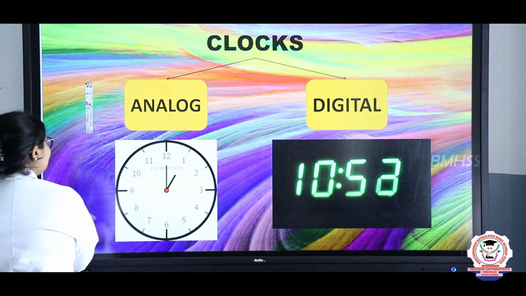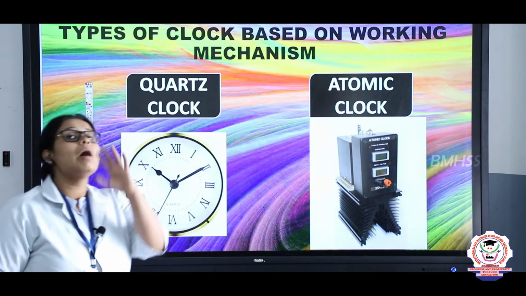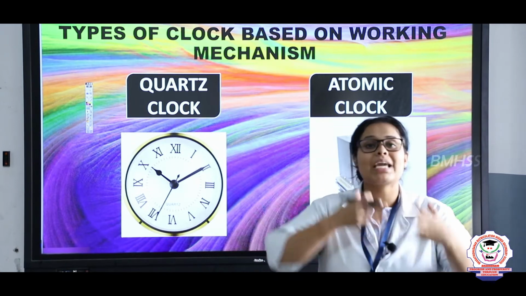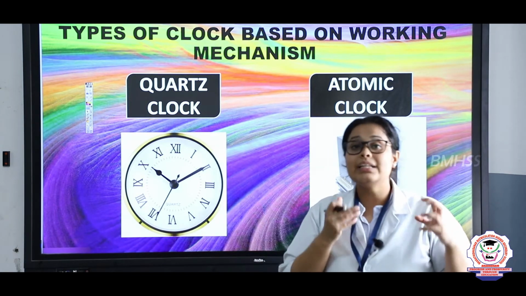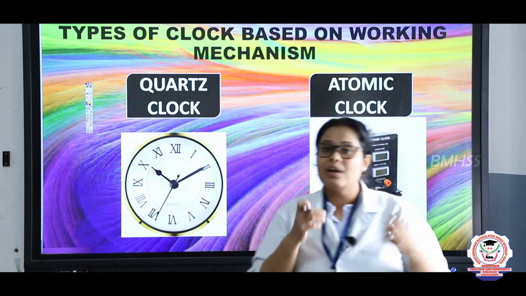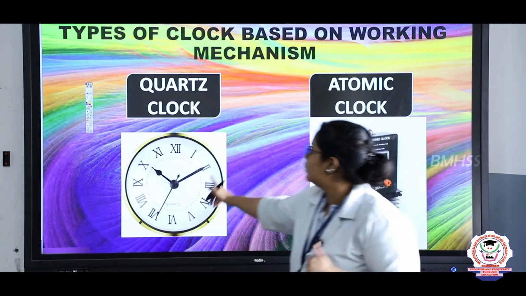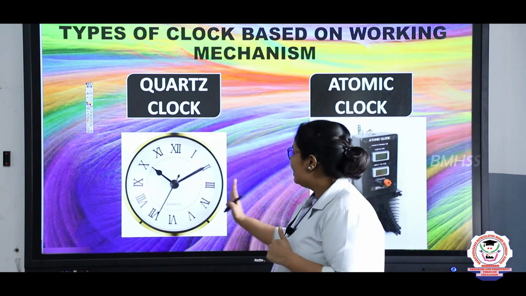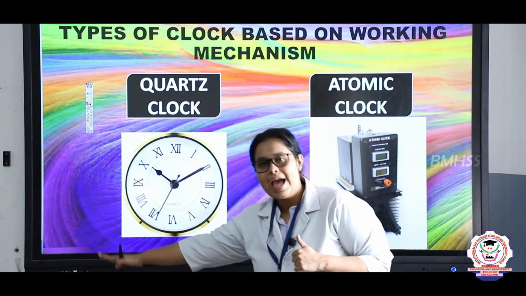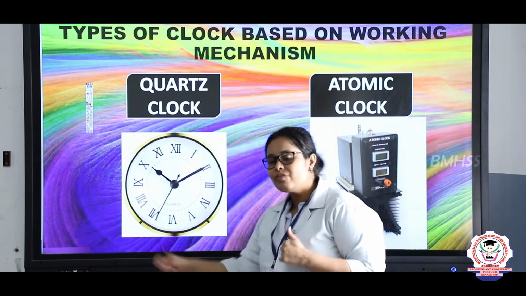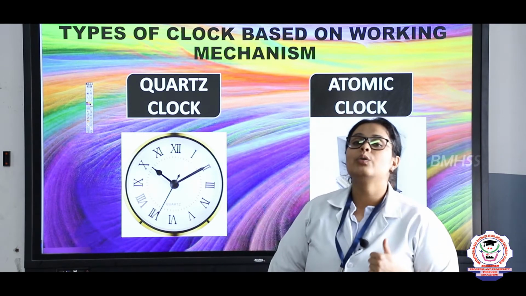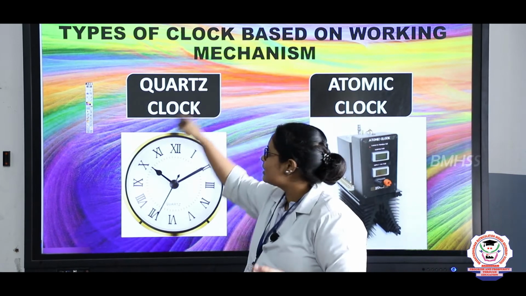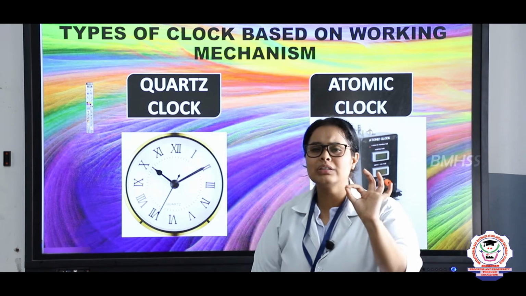Other than these two types of clocks, there are two more types of clocks. These clocks are different according to their mechanism. Mechanism means the way of showing or the way of working. Now, let's come to the quartz clock first. Here in this diagram, it looks the same as an analog clock, but there is a difference in the quartz clock. Why is it known as quartz? Because it is made up of a stone known as quartz, and it gives very good accuracy.